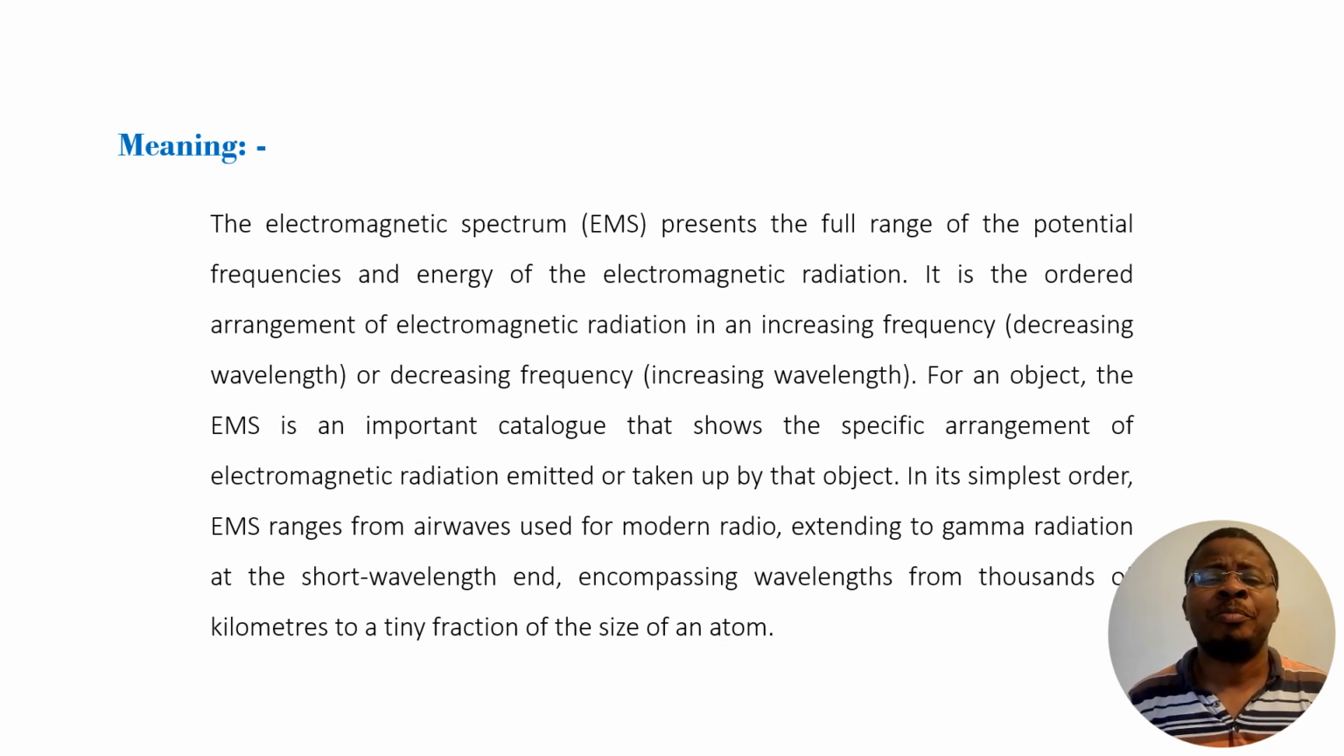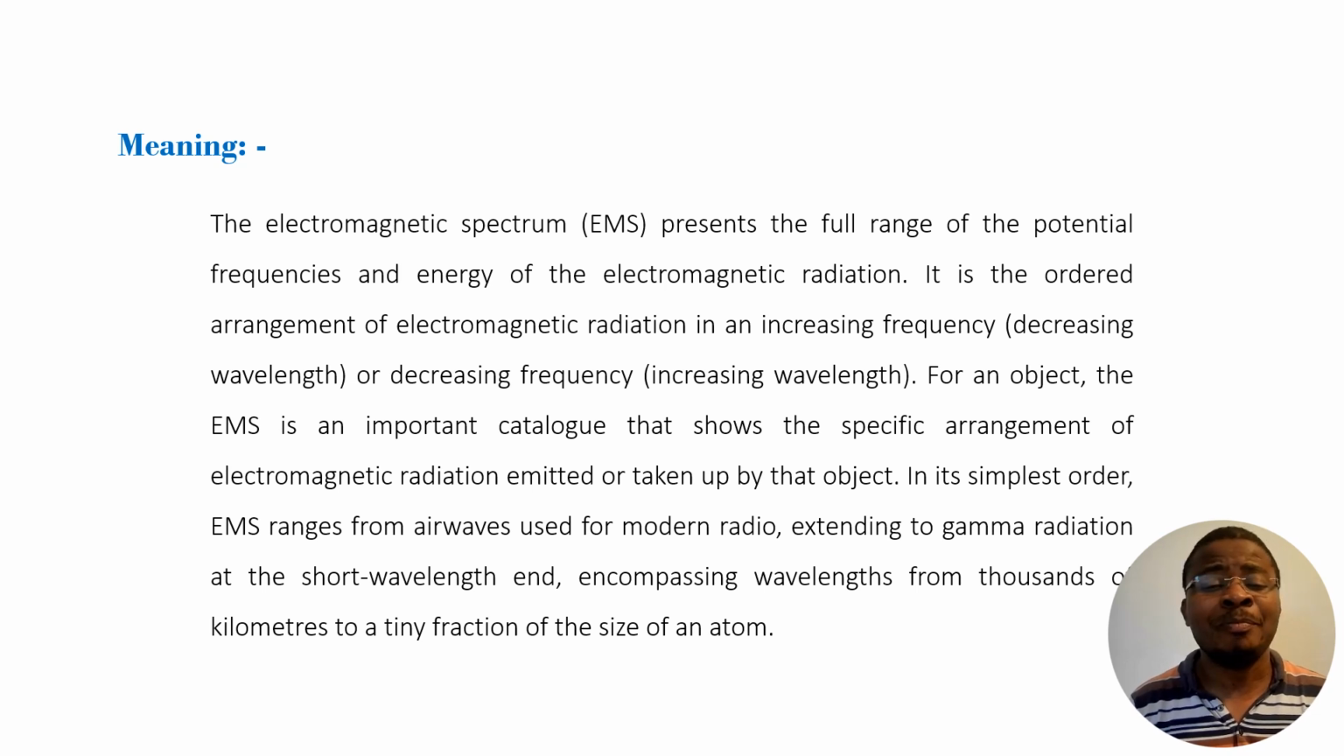Electromagnetic spectrum presents the full range of the potential frequencies and energy of electromagnetic radiation. It is the ordered arrangement of electromagnetic radiation in an increasing frequency or decreasing wavelength, or decreasing frequency or increasing wavelength. For an object, the electromagnetic spectrum is an important catalog that shows the specific arrangement of electromagnetic radiation emitted or taken up by that object.